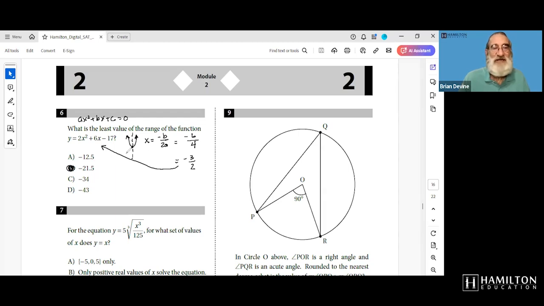It's going to be B, but I can show that here because 2 times negative 3 halves squared would be 9 halves, 9/4 times 2. And I'm going to take away 9. And then I'm going to take away the 17. And I'm going to end up with negative 43 over 2, which is negative 21.5. So B is your answer.